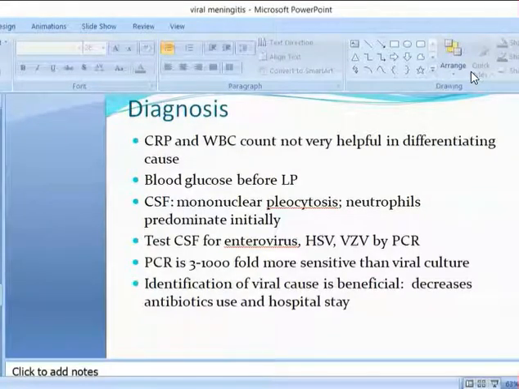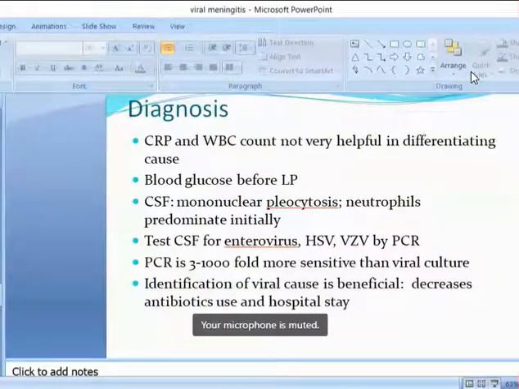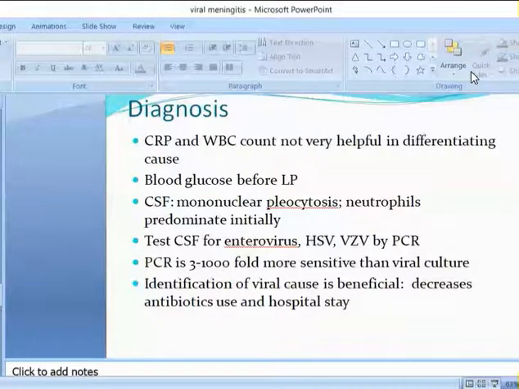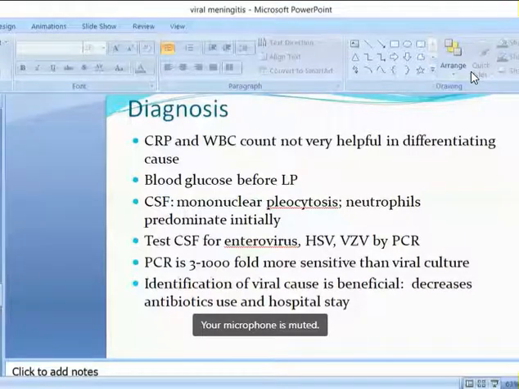Multiplex PCR means in a single test you can detect the RNA or DNA of multiple organisms. So you can do a multiplex PCR in which one test run will detect the genome of these common viruses: enteroviruses, HSV, varicella, HIV. All these are the usual suspects, and we detect the genome, either RNA or DNA, on a multiplex PCR platform.